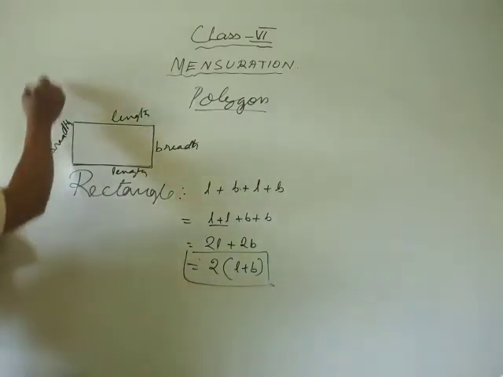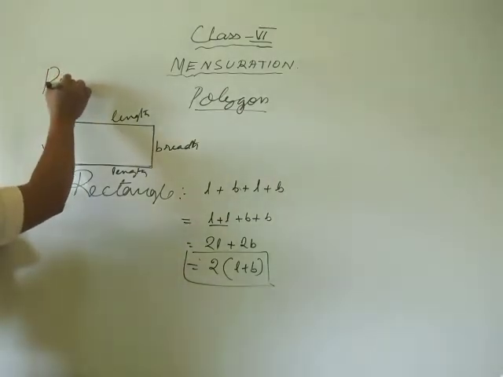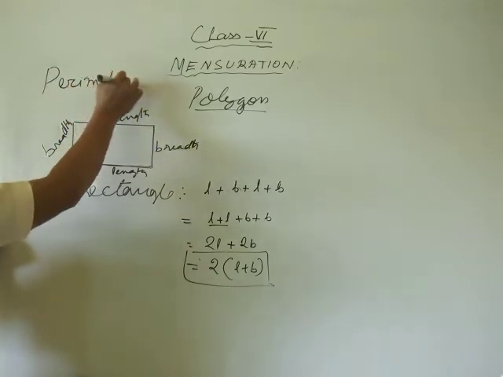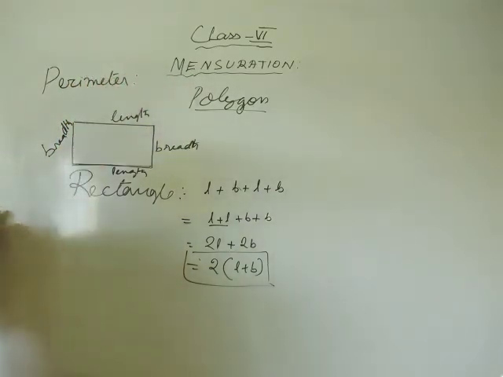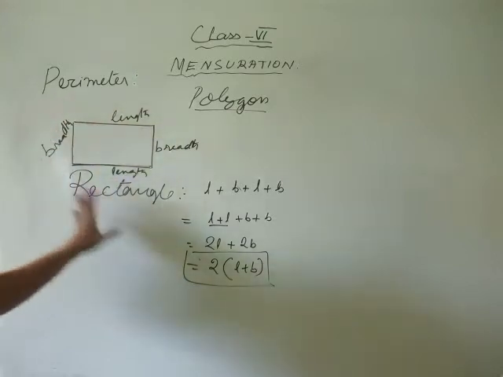We are discussing the perimeter. So the perimeter of the rectangle is 2 into (L plus B). We have to add all the sides.